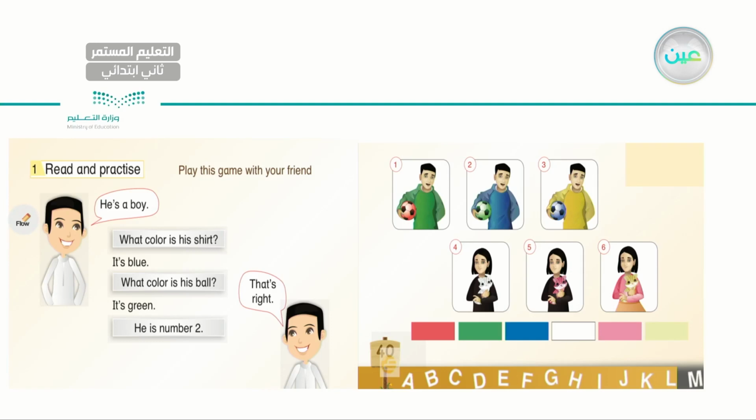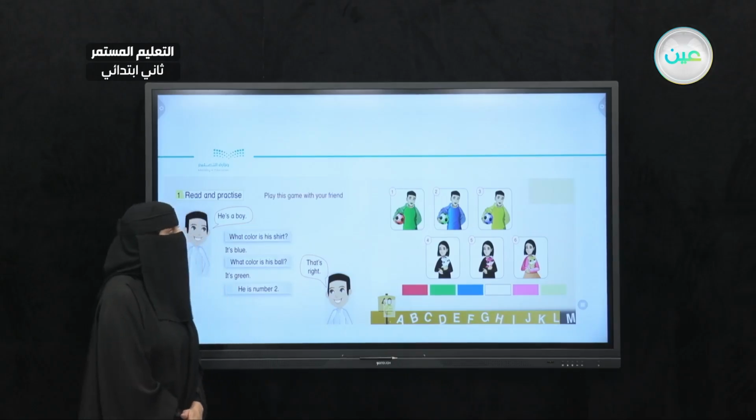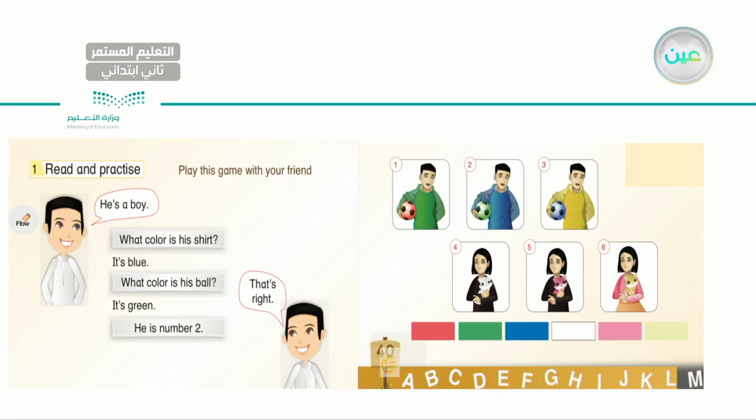So he's a boy. What color is his t-shirt? It's blue. What color is his ball? It's green. So what do you think? Which description fits? Are we talking about picture number 1, 2, or 3? Blue t-shirt, green ball. Very good. We are talking about boy number 2, and the answer is correct.